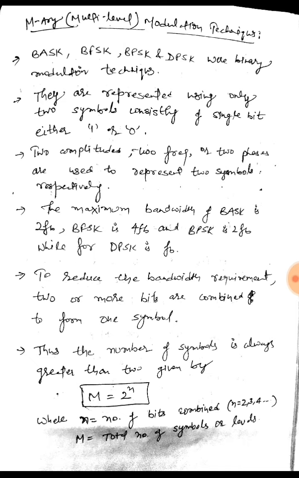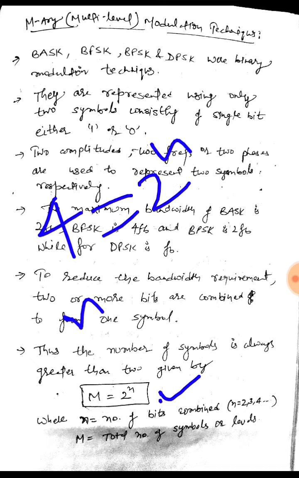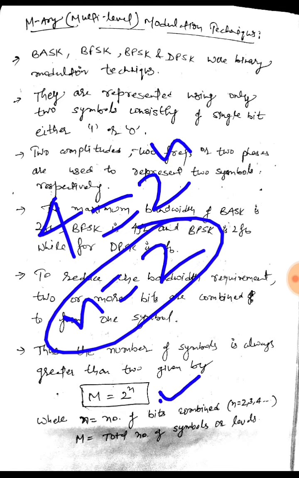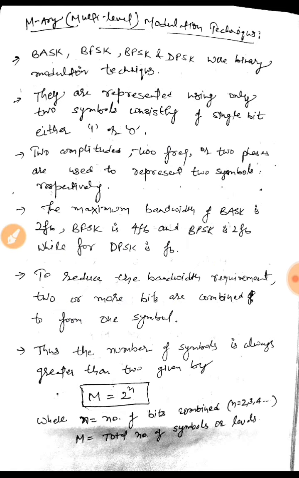The number of symbols, or the number of levels that we will represent our symbols with, will be more than 2. If M is the total number of symbols or levels, then M is equal to 2 raised to power n, where n is the number of bits required to represent every single symbol. Let's say if we have 4 levels, then 2 raised to power n gives n equal to 2 bits to represent every symbol.